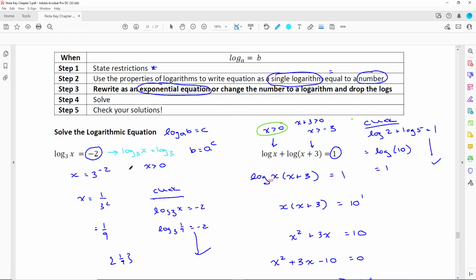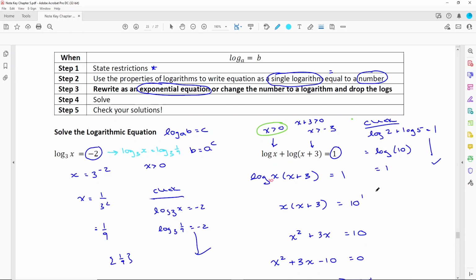So you have to think: 3 to the exponent negative 2 is what? Oh, it's a ninth. So then you'd get log base 3 of x equals log to the base 3 of a ninth. What did I do there? Log base 3 of a ninth is negative 2. So I've changed my number into a log base 3 that evaluates to negative 2. Then when I drop my logs, I get x equals a ninth. I'm going to get the exact same answer.